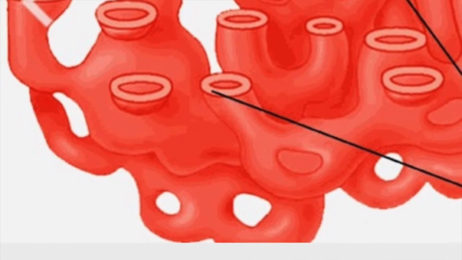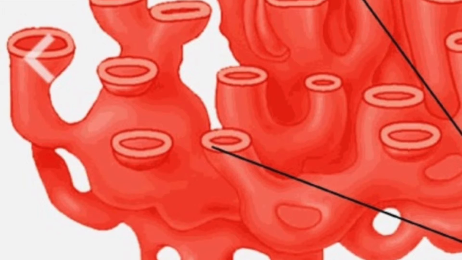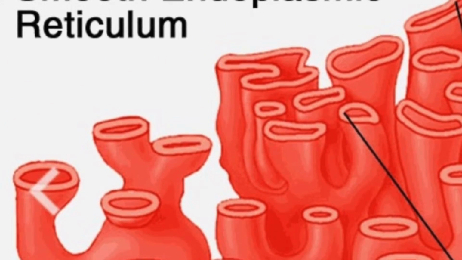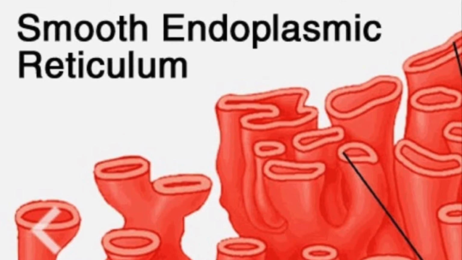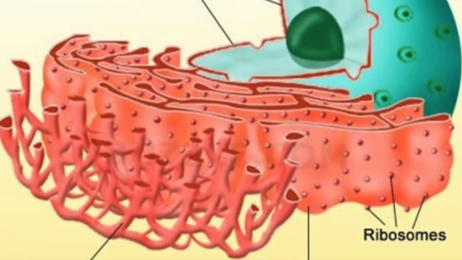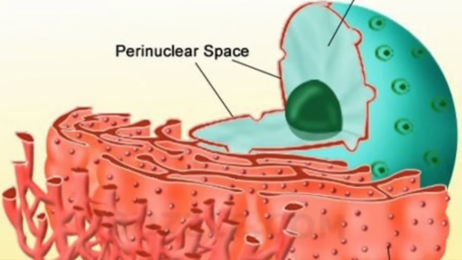The smooth endoplasmic reticulum. The smooth endoplasmic reticulum is farther from the nucleus than the rough endoplasmic reticulum. There are no bound ribosomes attached to the smooth endoplasmic reticulum. The smooth ER assists the cell by synthesizing the lipids for the cell, breaking down glycogen and compounds.